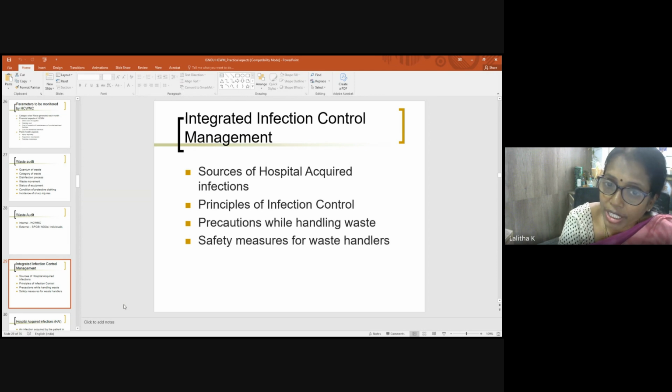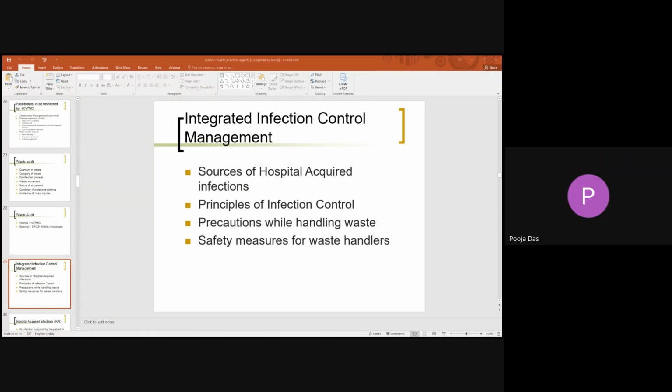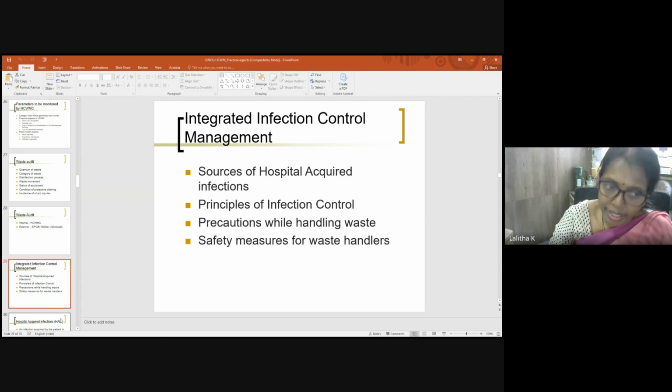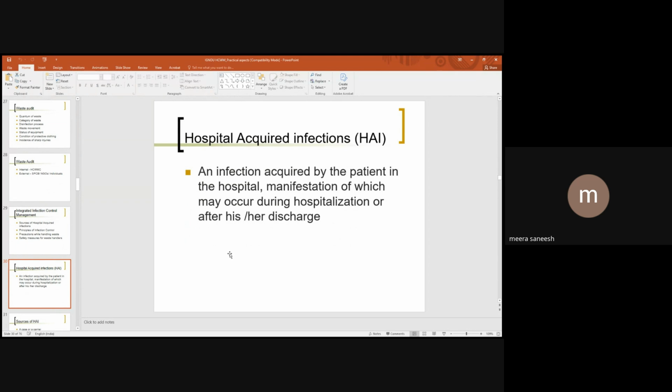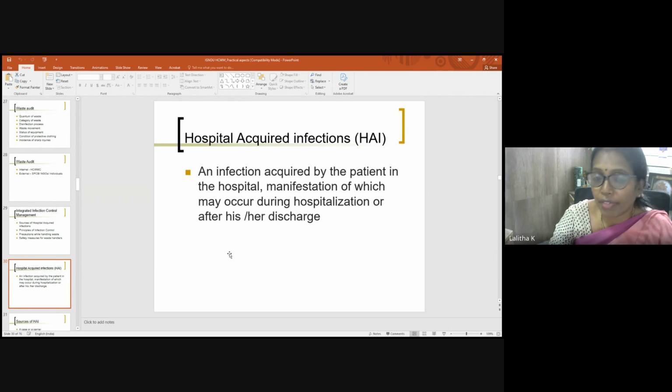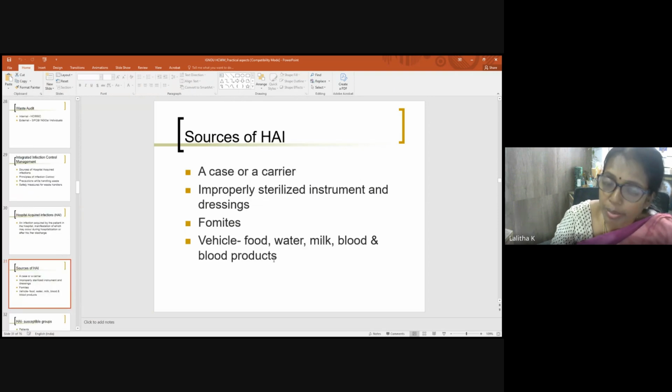Now, integrated infection control management. In this, we need to look at what is hospital acquired infection. Anybody can tell, how do we define hospital acquired infections? Yes, a patient who acquires infection after admission of 2 days. Correct. If a patient is getting infection from the hospital, then it's called hospital acquired infection. Any infection acquired by the patient during the hospital stay, and usually after 48 hours, we call it hospital acquired infection.